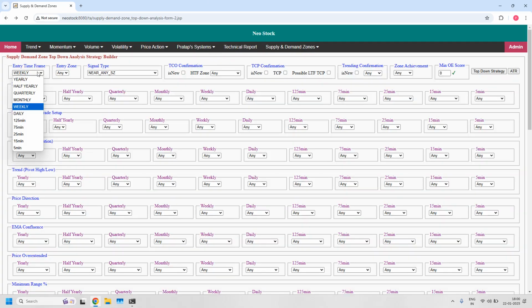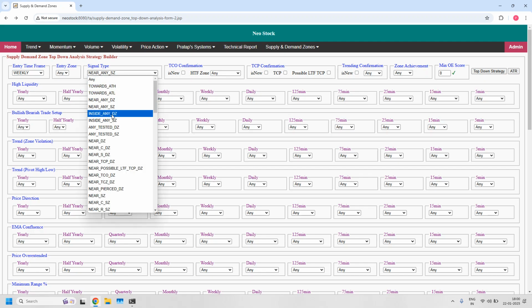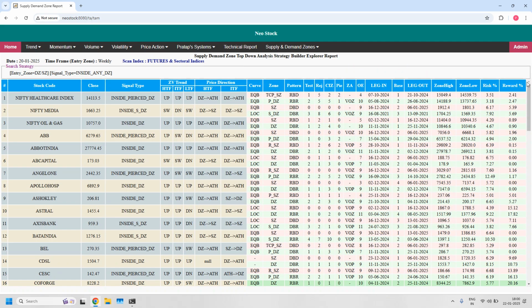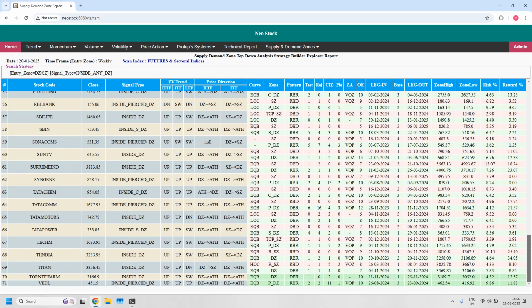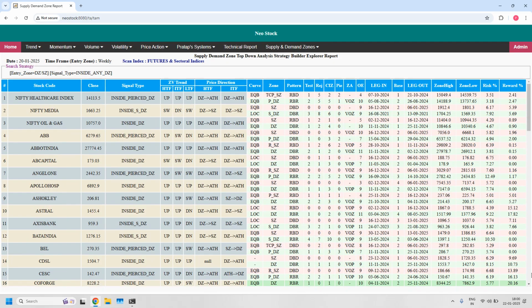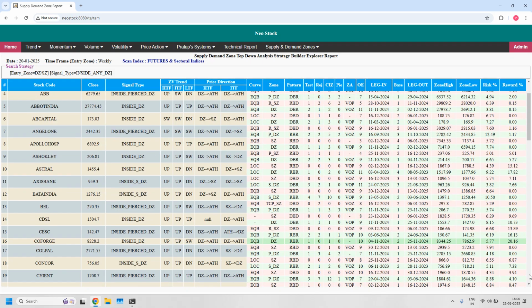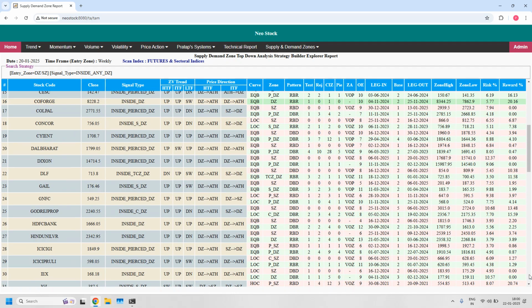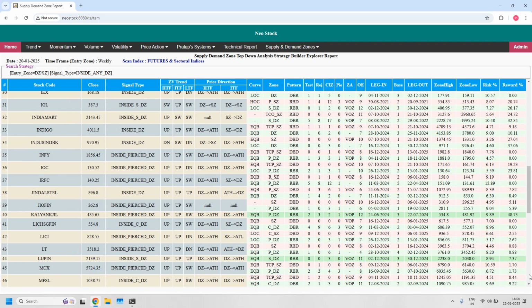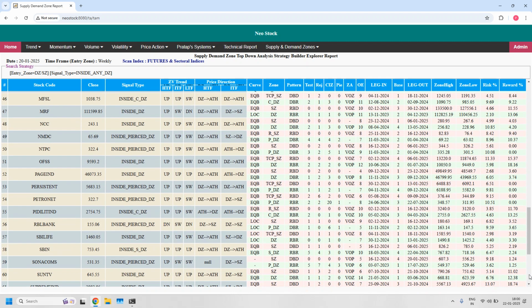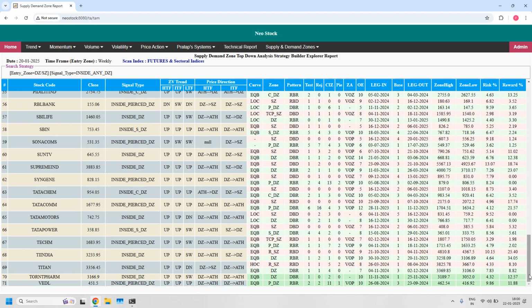Okay, next, weekly time frame. Price closed inside the weekly demand zone. We got 71 stocks. First 15 stocks in the list. I'm scrolling the list down. So total 71 weekly demand zones are filtered.